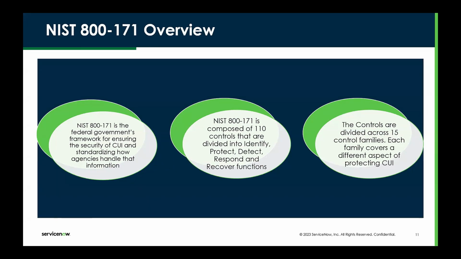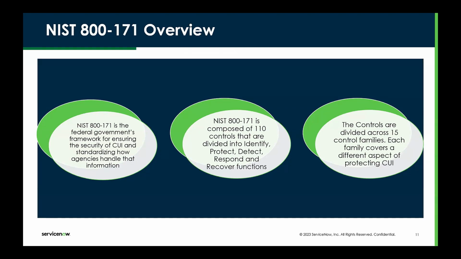So 800-171 is going to be broken out by its 110 controls. And out of those controls, each control has a series of what they consider implementation requirements. So you have control A, and there will be maybe 2 or 3 things that you have to have in place in order to say that you've implemented control A.